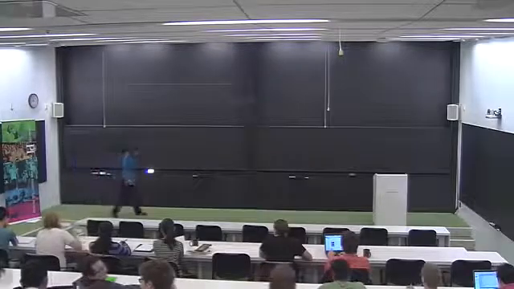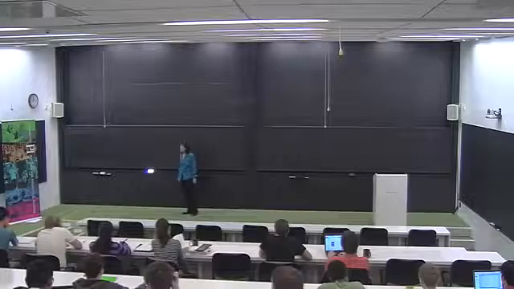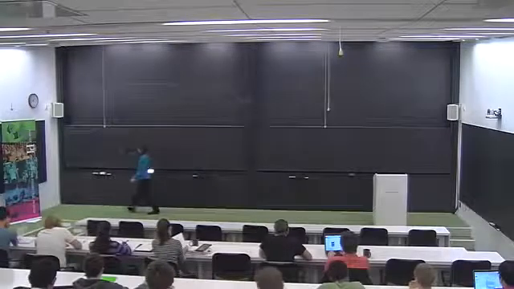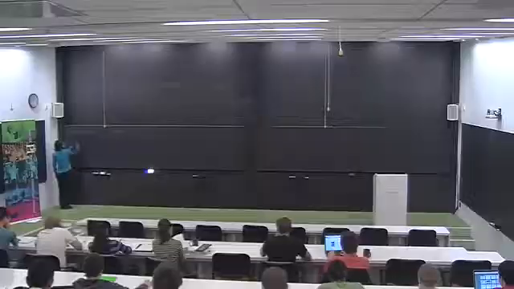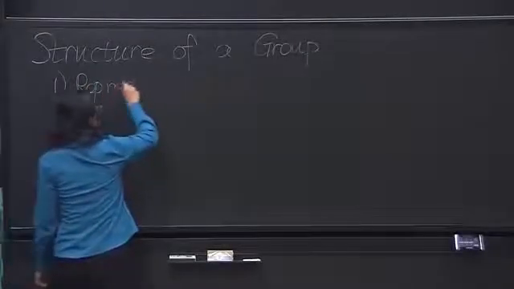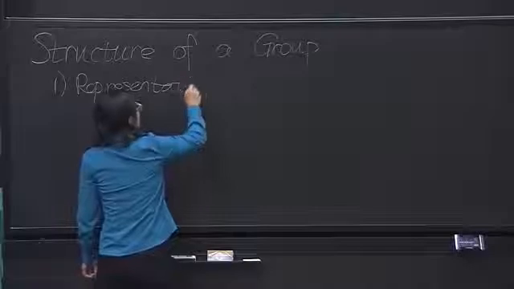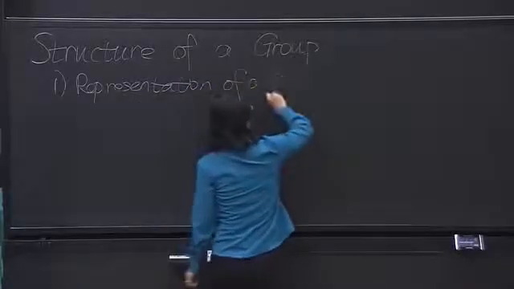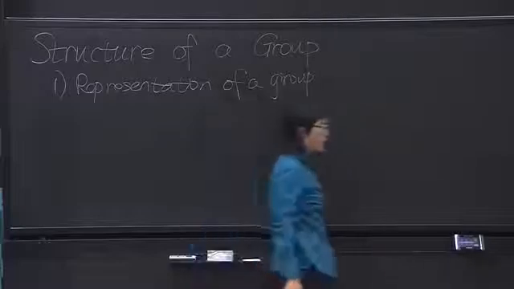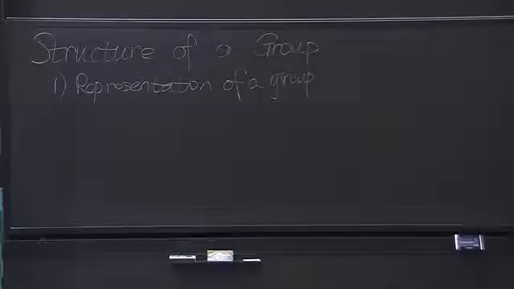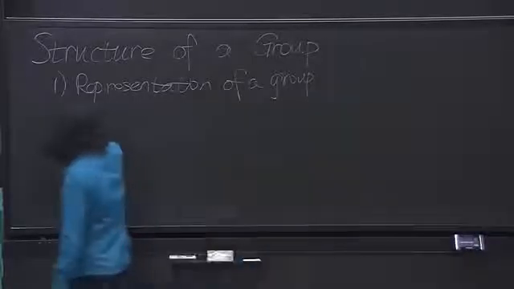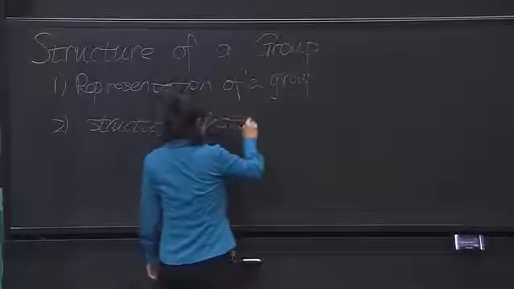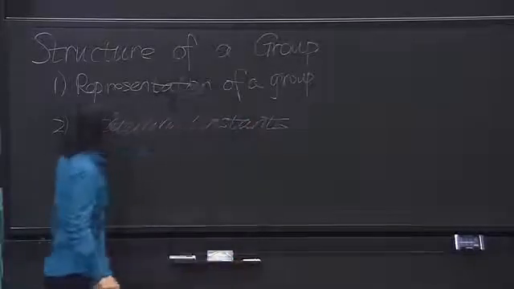Okay. So today we're going to learn about the structure of a group. So first, we're going to learn about the representation of the group. Well, the idea is some groups are very abstract, and we're all very good at matrix multiplication. So let's make all the group elements into matrices. Then we'll study in detail the structure constants. And this is very, very important for our group.